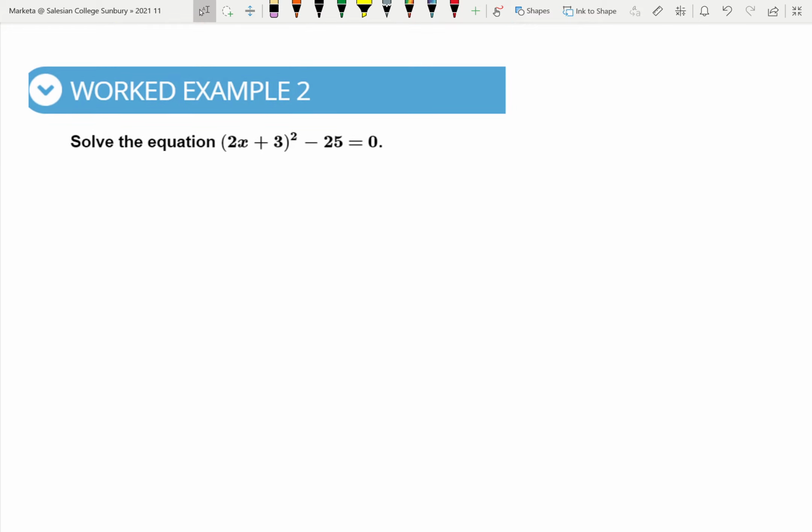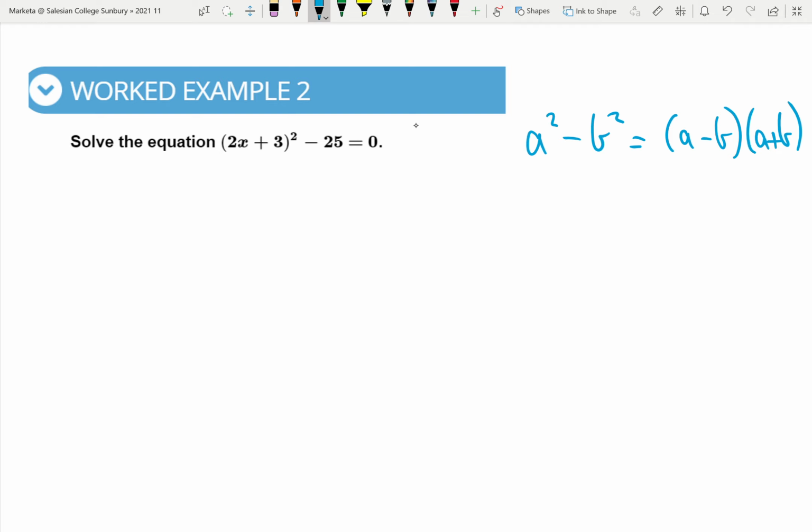Okay, so the next one, solving this equation. I like these, and I think once you get the hang of the identities, you can see very clearly how to do these straight away. So when I talk about the identities, I'm talking about a squared minus b squared, the difference of perfect squares, being a minus b, a plus b.